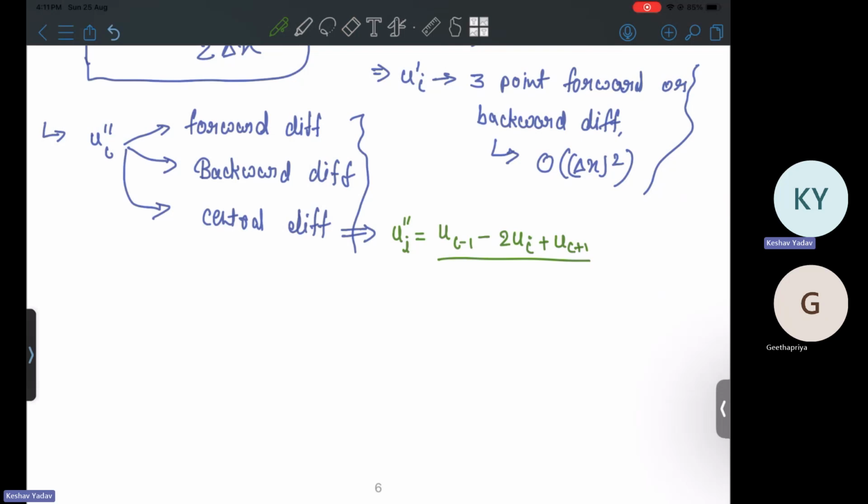You can take more points to go for higher order accuracy in the truncation error. This is divided by delta x square, and we will get an error of order delta x square. This is the order of the truncation error. The forward one will involve u(i+2), u(i+1) and u_i, and the backward one will involve u(i-2), u(i-1) and u_i.